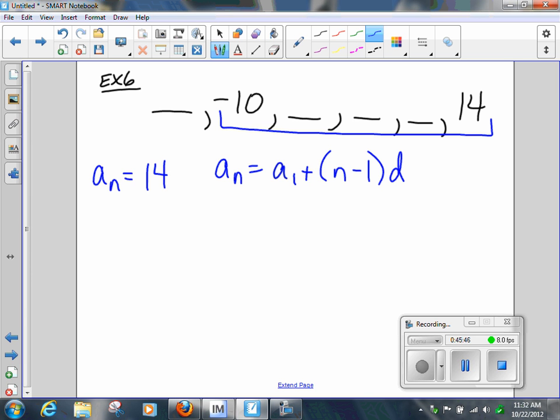14, right? My a sub 1, because I'm just ignoring that first blank, is negative 10. How many terms are in this sequence? Only 5, because that's all I'm paying attention to. And then d is, well, we don't know. We've got to figure that out, don't we?